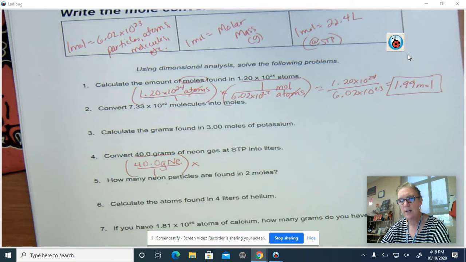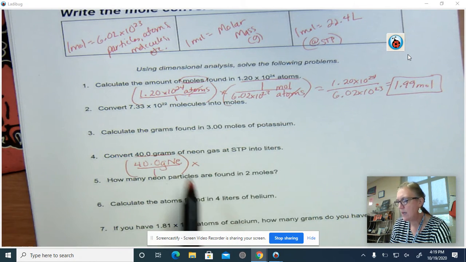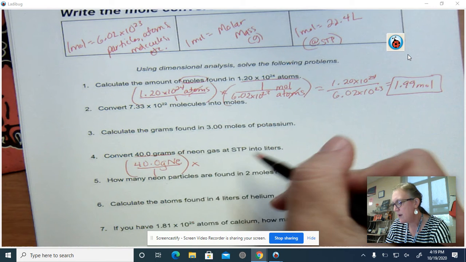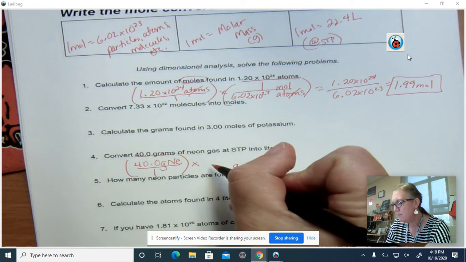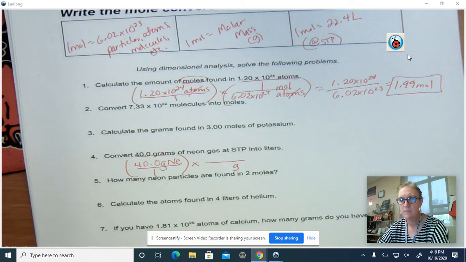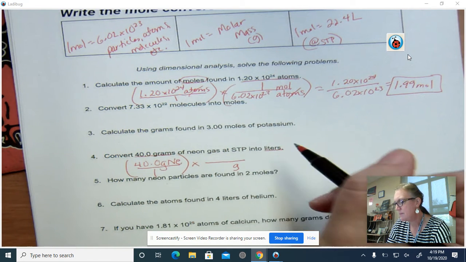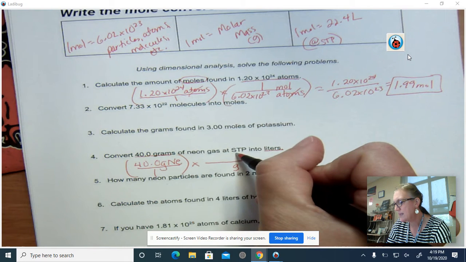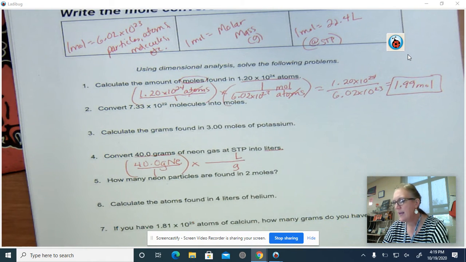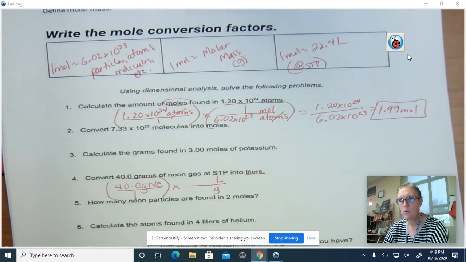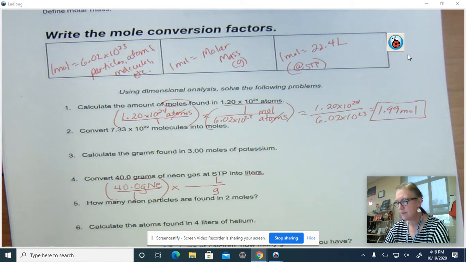Well, remember, when you're trying to convert units, I'm trying to go from grams to liters. So I know I want to get rid of grams, so grams is going to have to be on the bottom of this conversion factor. And the unit I'm trying to get to is liters, right? So let's see, is there a conversion factor up here that has both grams and liters?